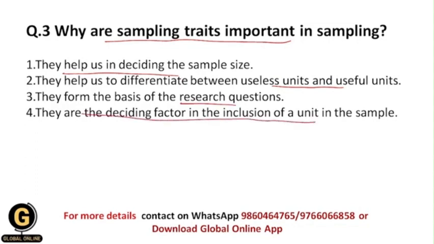So basically students, the characteristics of samples are really the most important things, because these characteristics of the samples are the representative of the target population, and that's why because of these characteristics only we select the samples from the target population, and that's why this would be the deciding factor. Based on that factor, basically we decide whether we want to select that particular sample in our study or not, and that's why it is very important in sampling, and that's why your correct answer should be 4, because they are the deciding factor in the inclusion of a unit in the sample.